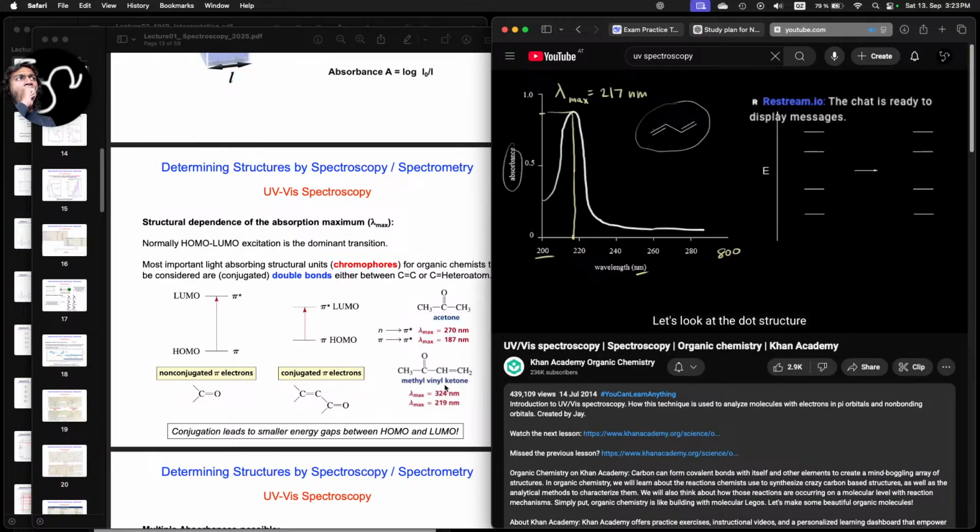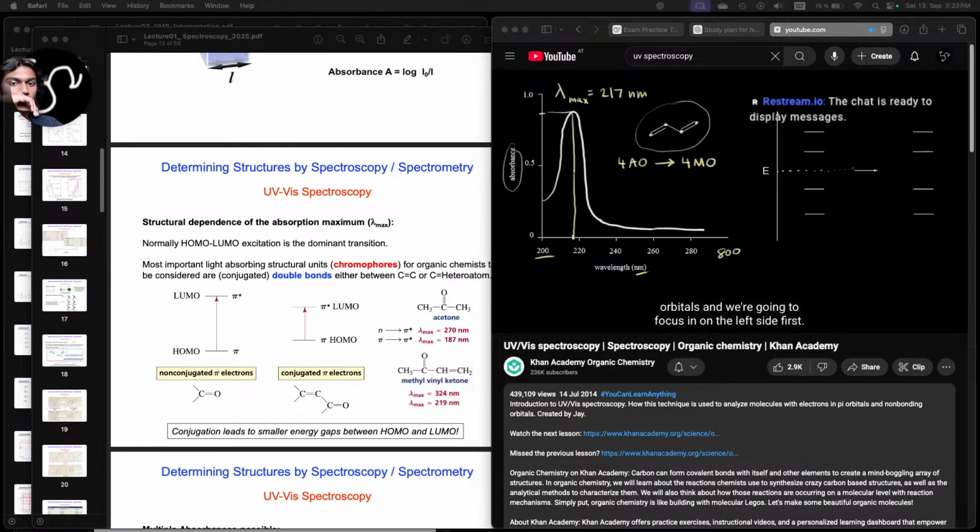Let's look at the dot structure more carefully. We have 4 carbons, and each one is sp2 hybridized, which means each one has a p orbital. So we have 4 p orbitals, or 4 atomic orbitals. In molecular orbital theory, 4 atomic orbitals recombine to form 4 molecular orbitals: 2 bonding molecular orbitals and 2 anti-bonding molecular orbitals. Let's look at the 4 molecular orbitals.